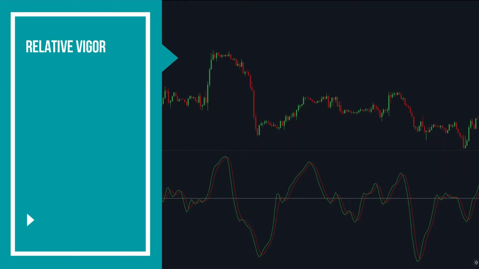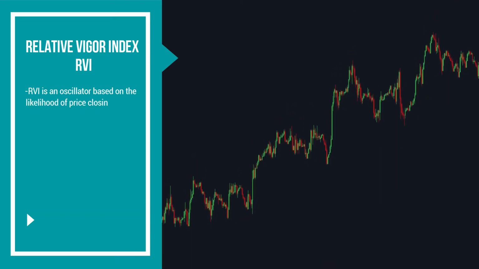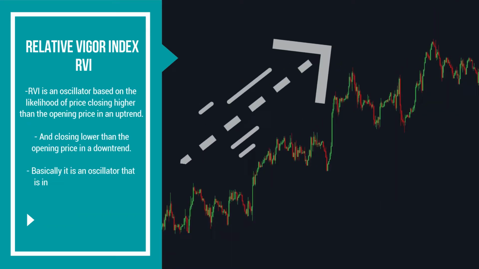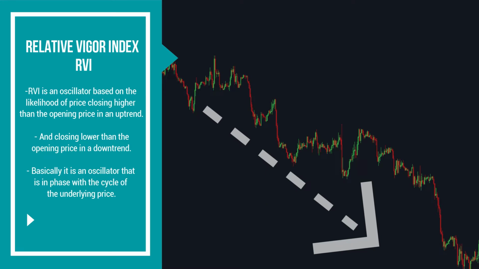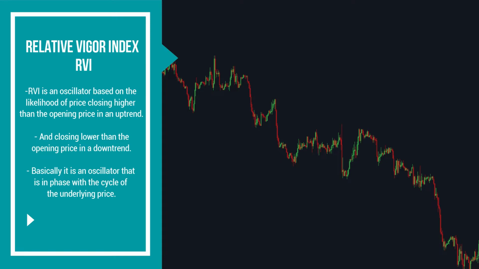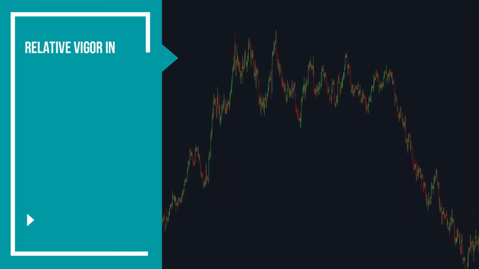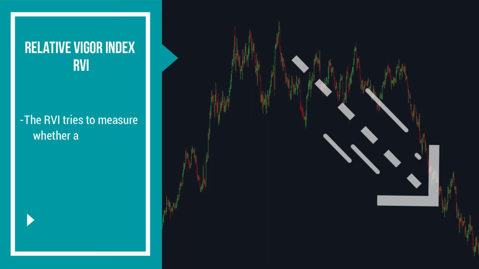The Relative Vigor Index is an oscillator based on the likelihood of price closing higher than the opening price in an uptrend, and similarly, closing lower than the opening price in a downtrend. Basically, it is an oscillator that is in phase with the cycle of the underlying price. The RVI tries to measure whether a market is bullish or bearish.